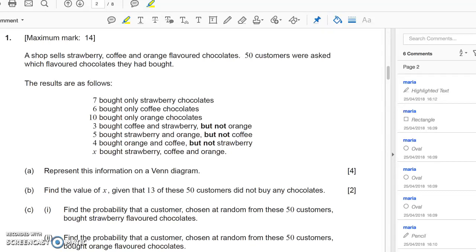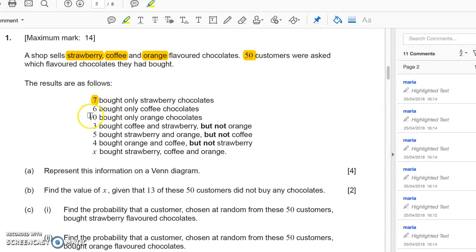Let's start with a math studies paper 2 question. This is about probability. We have a shop that sells strawberry, coffee, and orange flavored chocolates. 50 customers were asked which flavored chocolates they have bought. The results are as follows.